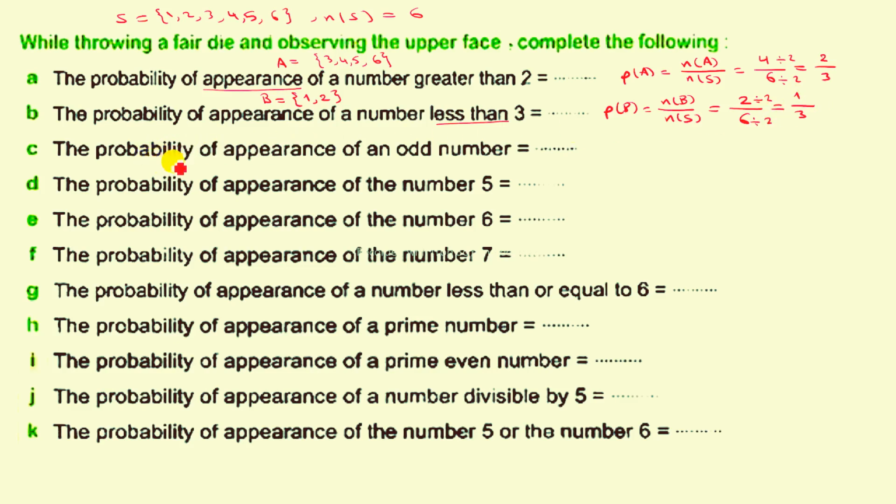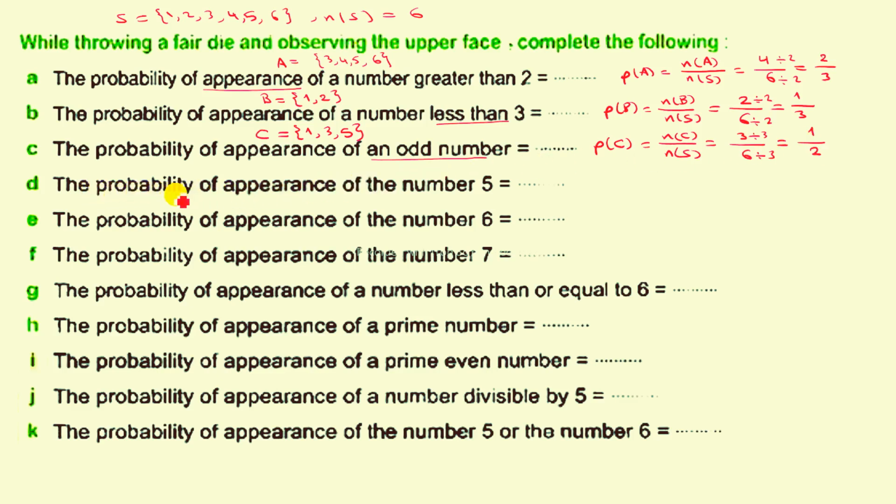Letter C, the probability of appearance of an odd number. تعال نسميه مثلا event C. Event C, what are the odd numbers on the die? 1 3 and 5. Therefore probability of event C is equal to number of elements of event C over number of elements of the sample space. C has 3 elements with sample space 6 elements. هنعمل simplify dividing numerator and denominator by 3. 3 divided by 3 1, 6 divided by 3 2 half.